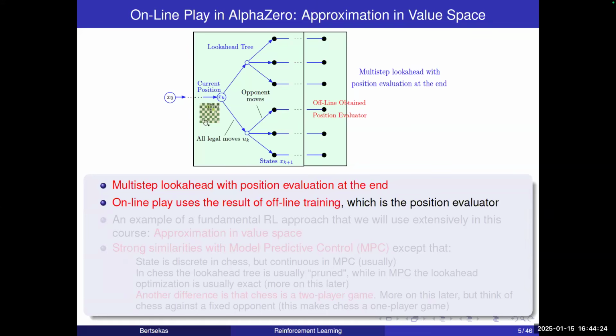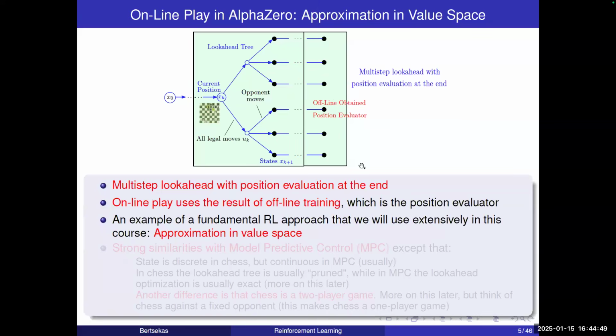So the online play algorithm uses the results of the offline training, which is the position evaluator. And this is an example of a fundamental reinforcement learning approach that we will use extensively in this course and applies very broadly. It's called approximation in value space. This is the value here at the end that we approximate. That's where the name comes from.